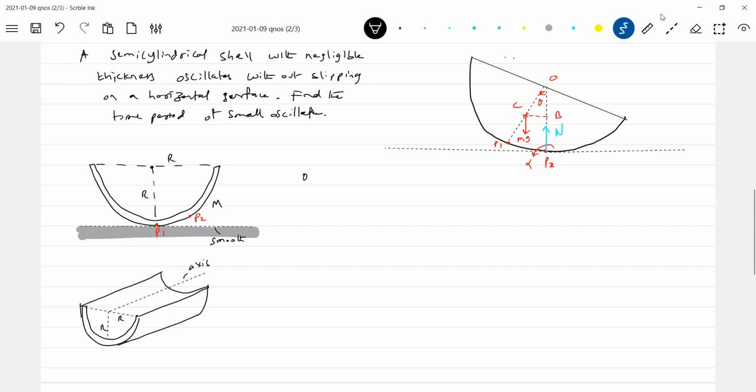It's pure mathematics. Nothing more. OP1 should be equal to OP2, equal to R, and we know the center of mass is at 2R by pi, due to the semicircle or the cylindrical shell. And what is OP2? OB plus BP2 should be equal to OP2. I'm interested in BP2. It should be equal to OP2 minus OB. OP2 is R.